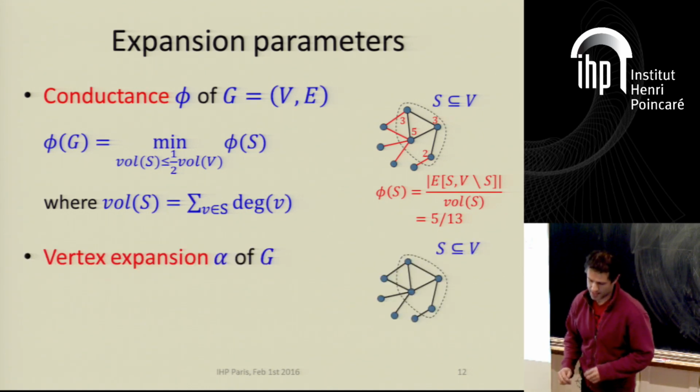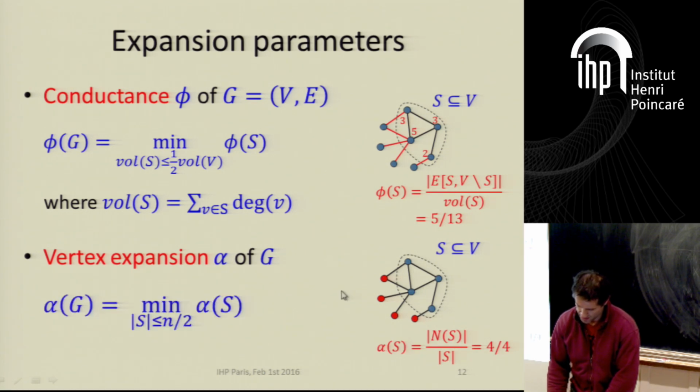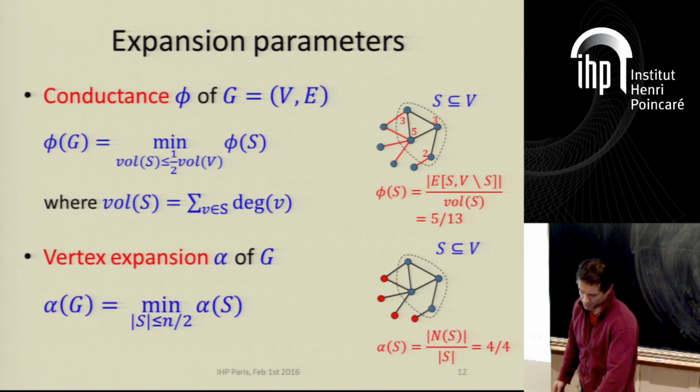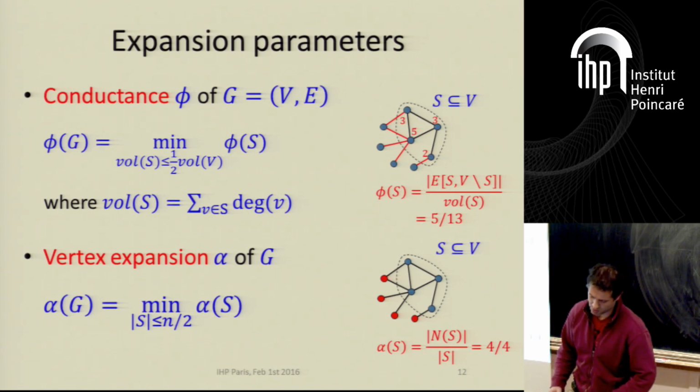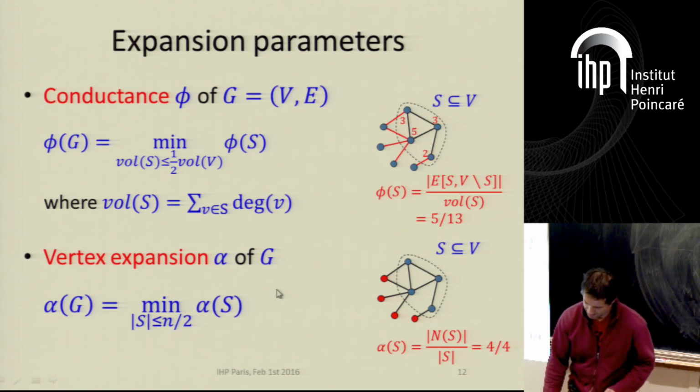The second measure of expansion, called vertex expansion, is also standard. Again, we first define the vertex expansion alpha of a set S. Now it is the number of neighbors of this set over the cardinality of set S. And as before, the vertex expansion is the minimum over all alpha of S for all sets containing at most half of the nodes. So here we have the cardinality of S, and there we had the volume of S. This is the difference.